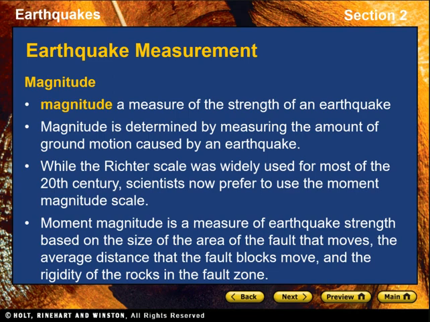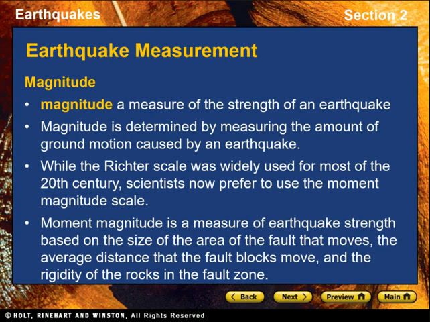Earthquake measurement. Scientists who study earthquakes are interested in the amount of energy released by an earthquake. Scientists also study the amount of damage done by the earthquake. These properties are studied by measuring magnitude and intensity. Magnitude. The measure of the strength of an earthquake is called magnitude. Magnitude is determined by measuring the amount of ground motion caused by an earthquake.